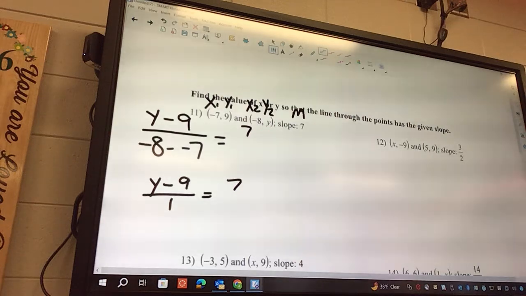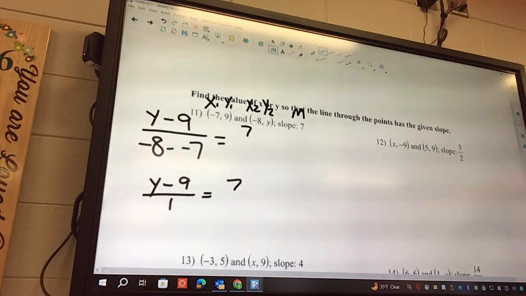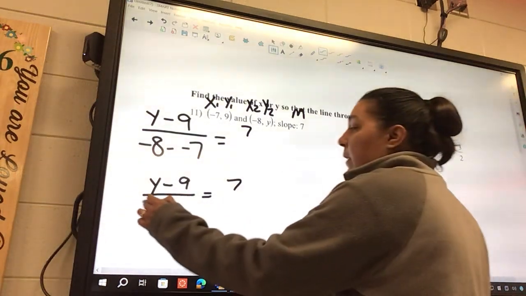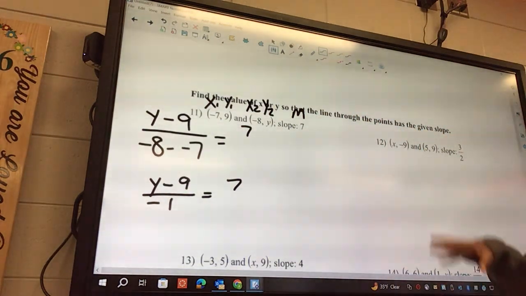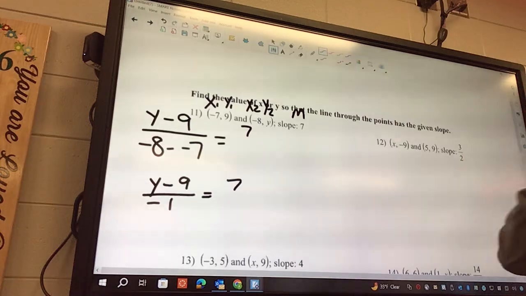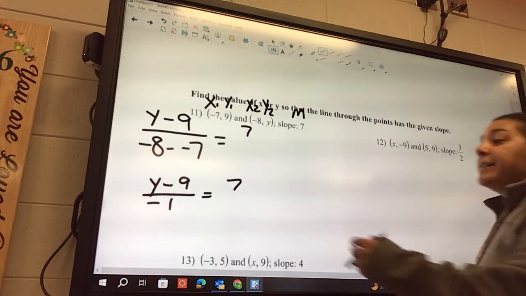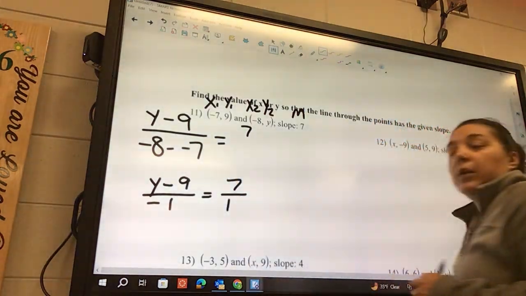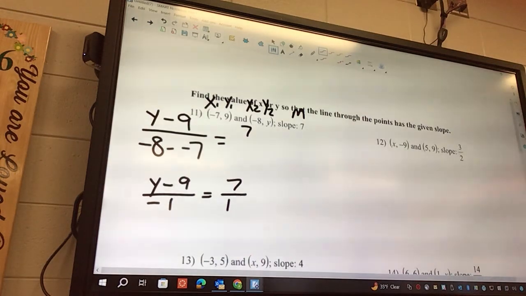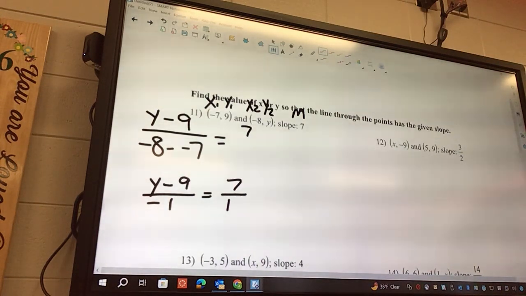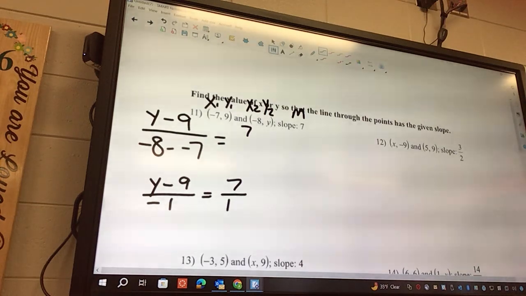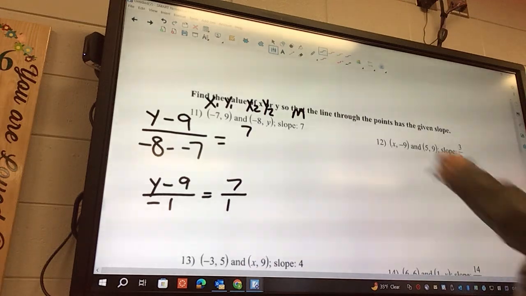Okay, and here's where we start the new way. Did you say this was negative 1? Yeah. Okay, so I very distinctly wrote my 7 different because I need a bottom part of the fraction. So we're going to say 7 over 1, just so it looks like we have a fraction on both sides. Putting a 1 over a number does not change anything. From here, we're going to do this like the cross multiply and divide method.